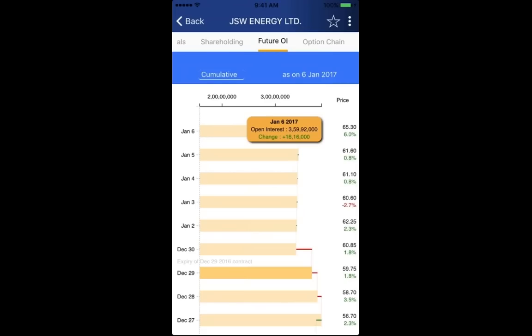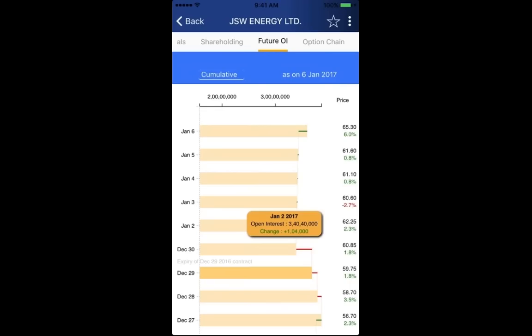So I can see that JSW Energy open interest has gone up in the last day, on the 5th, on the 4th, on the 3rd, on the 2nd. So from the 2nd, the last 5 days, the open interest has been steadily going up. And on the right hand side, as you can see, there is the stock price and the price percentage change. So last day, the stock went up 6%. So clearly, the open interest has been building up and the prices have been going up as well, a sign of long accumulation, long position created.